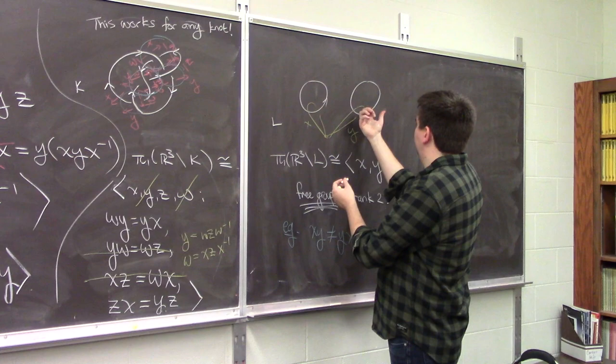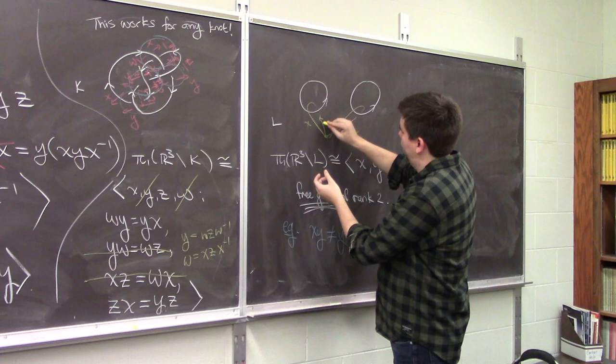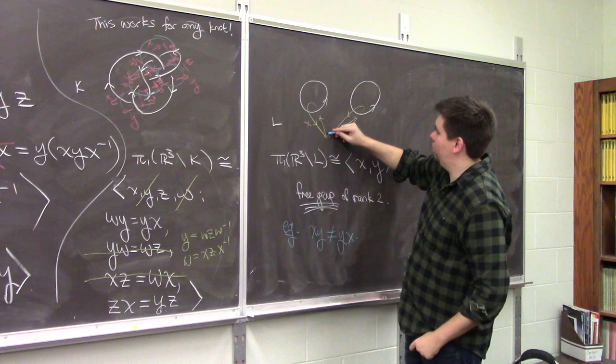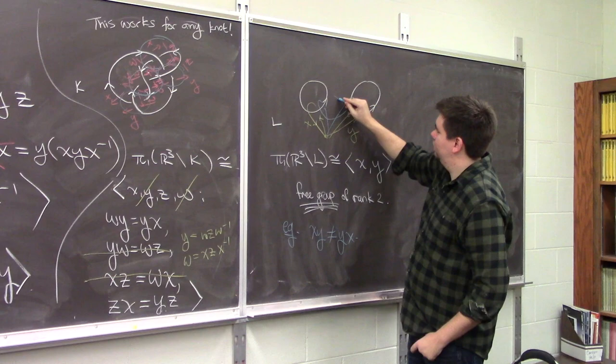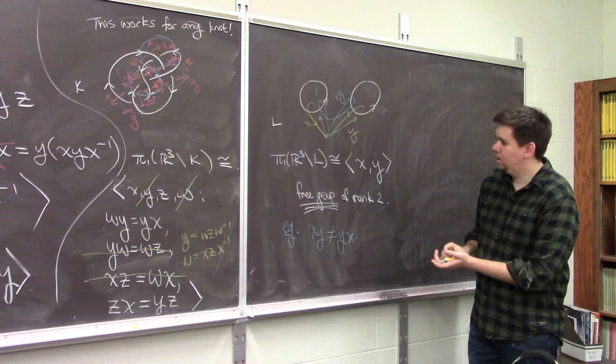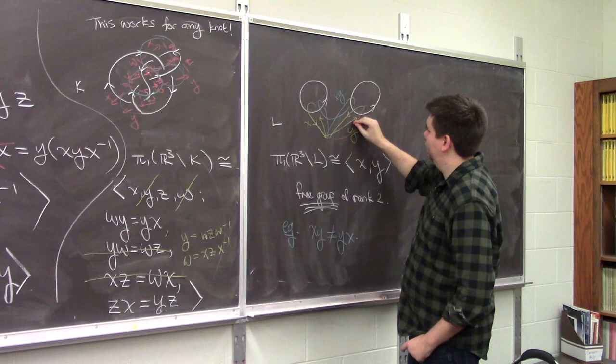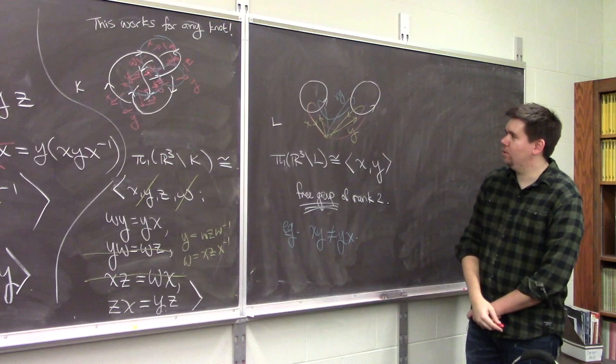So he's going like this. Okay. So what does xy look like? Well, I do an x, and then I do a y. So xy is I do an x, and then I loop around y. So this is xy. And what does yx look like? Well, I go around a y, and then I go around and loop around x. So what you should do is convince yourself that these are fundamentally different things.